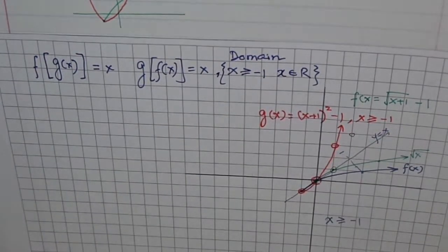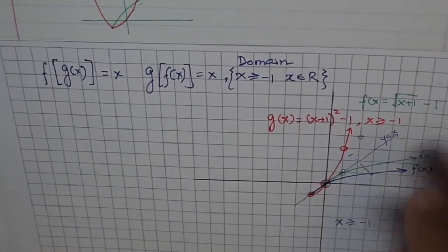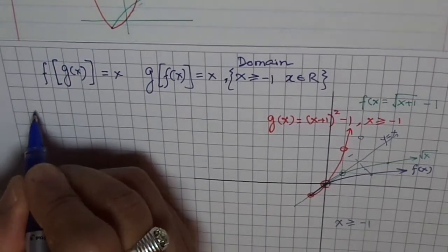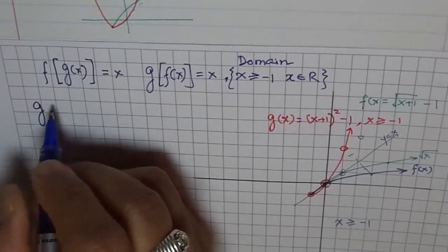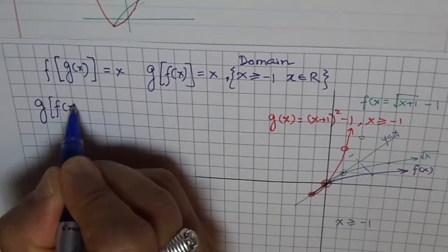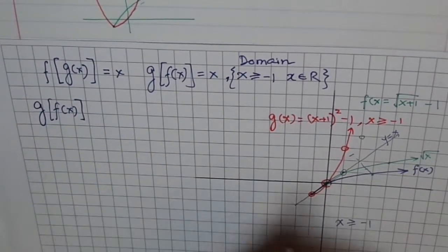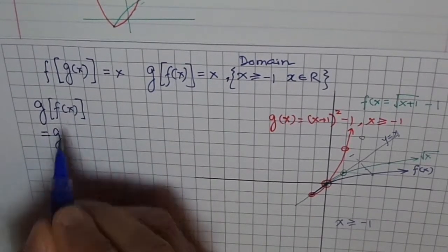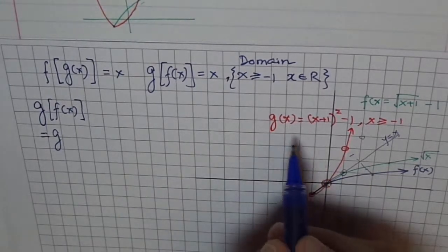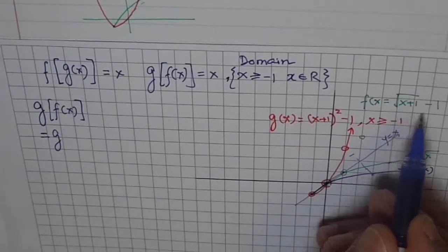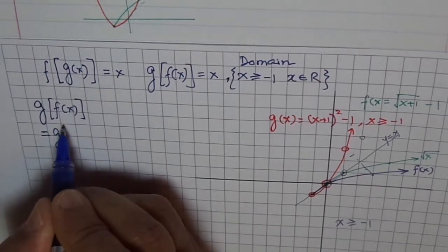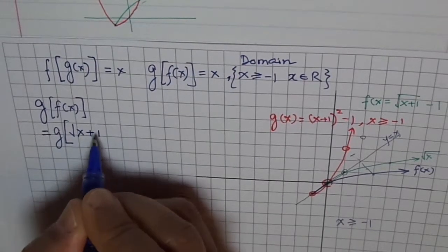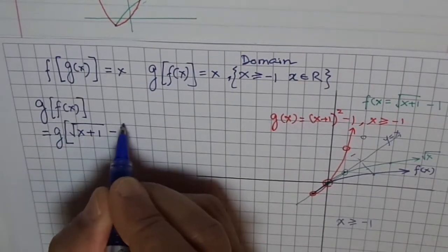So let's do it. Now these mathematical equations may go a bit longer, but let's see what we get. Let's start with g of f(x). What is g of f(x) equal to? What is f(x)? f(x) is equal to this, square root of x plus 1 minus 1. So let me write that value: square root of x plus 1 minus 1.